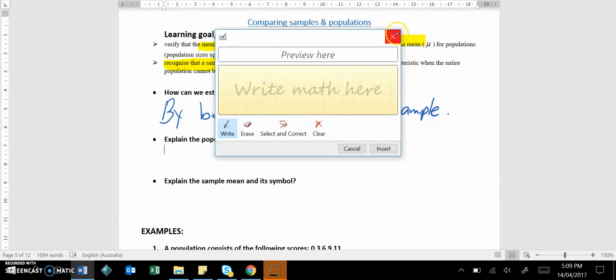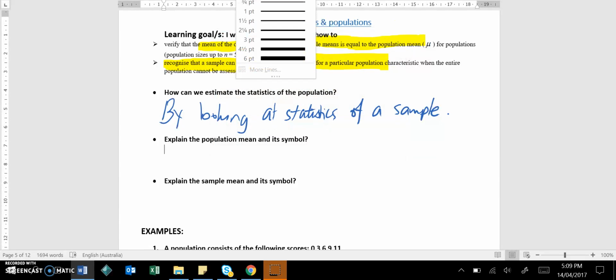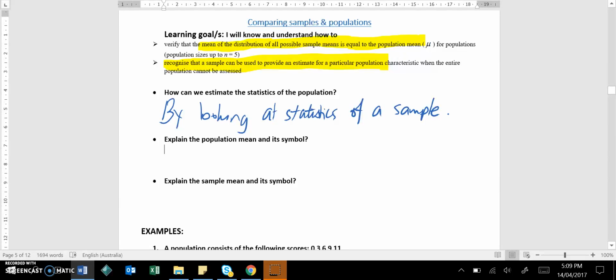The second thing that is important is to think about what the population mean is and its symbol. So there's a bit of notation here. The population mean is the mean of the whole data set. We represent the mean of the whole data set by mu.